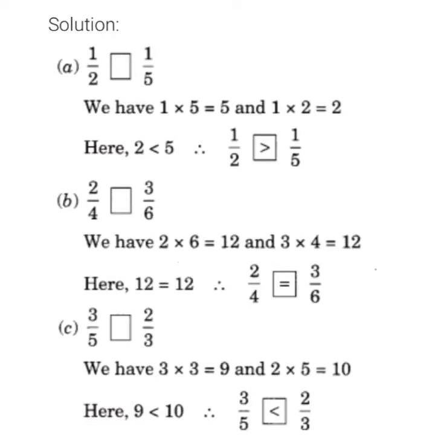Now see 3 by 5 and 2 by 3. Again we will cross multiply. 3 multiplied by 3 is equals to 9 and 2 multiplied by 5 is equals to 10. So which one is greater? Yes, 10 is greater. So which fraction is greater? 2 by 3 is greater. So 3 by 5 is lesser than 2 by 3.